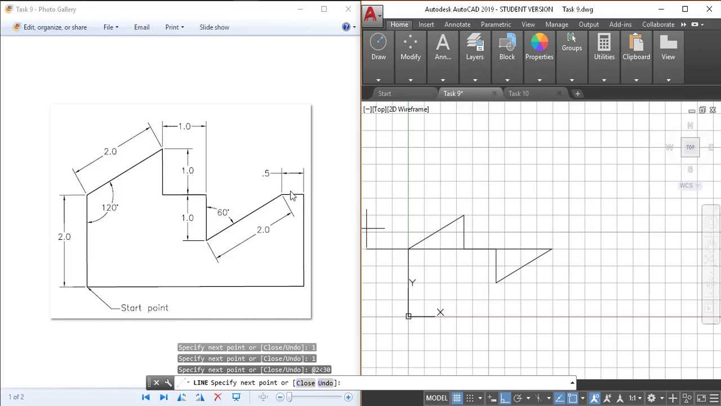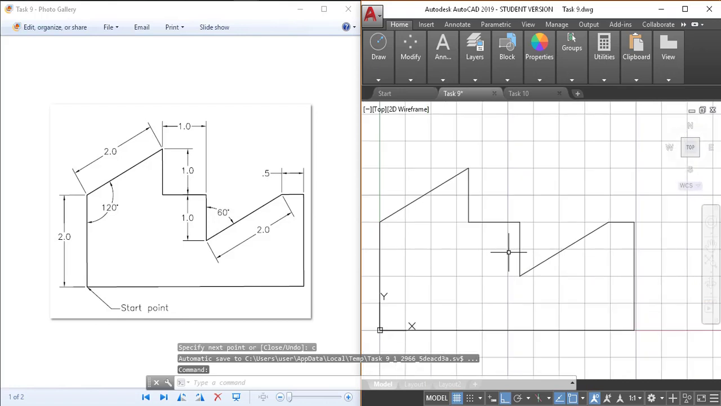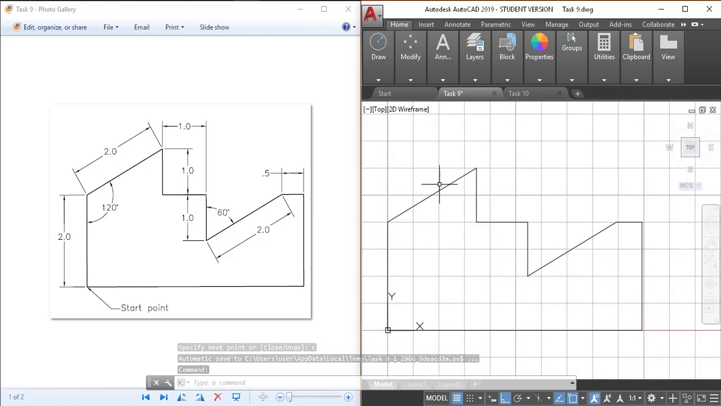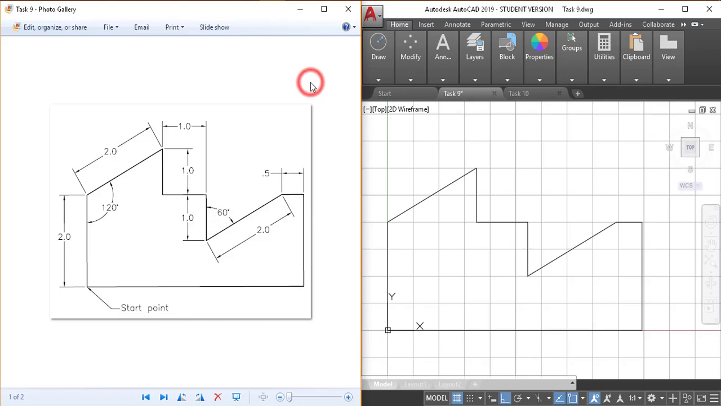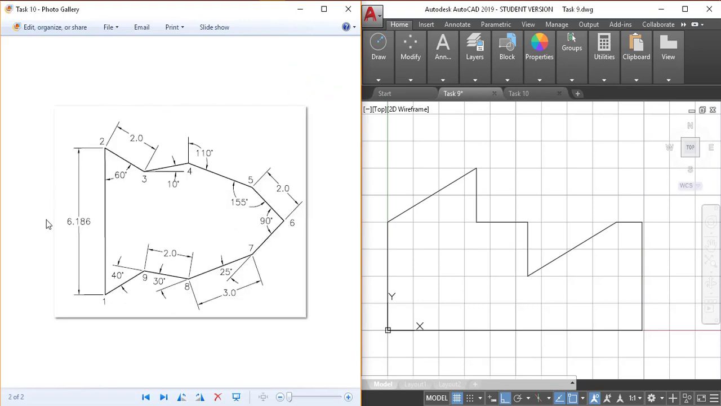After that, we have to draw this line. The length of this line is 0.5 and it is in the direction of the positive x-axis. Then we have to draw another line in the negative y-axis direction, the length of this line is 2, and in the end we can use the close option. So in this way we can complete a kind of complex drawing using a combination of ortho mode and the relative polar coordinate system. So in the next drawing we will draw this one, which is quite a complex one.